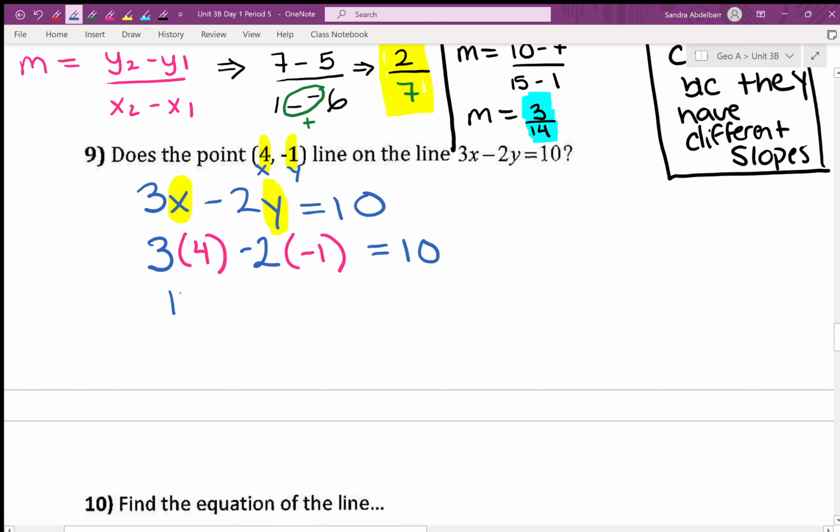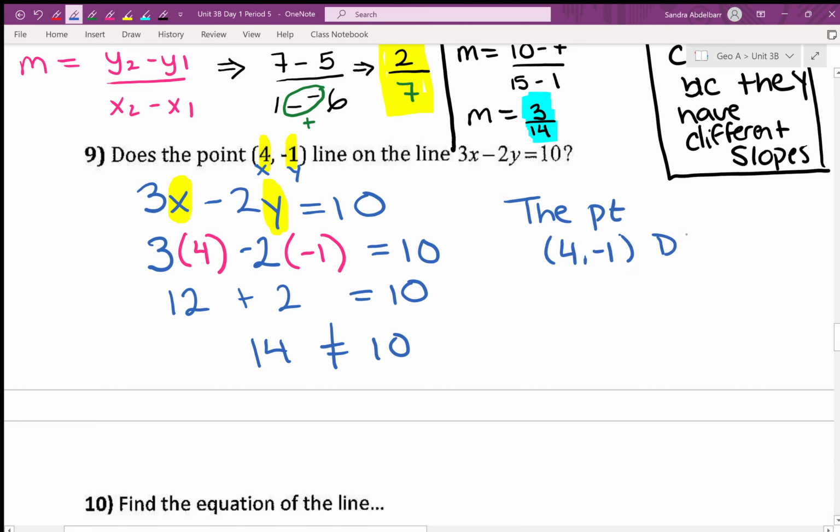So we have 12. What's a -2 times a -1? +2. Does 14 equal 10? No, this is not a true statement. So does the point lie on the line? No. The point 4, -1 is not on the line.